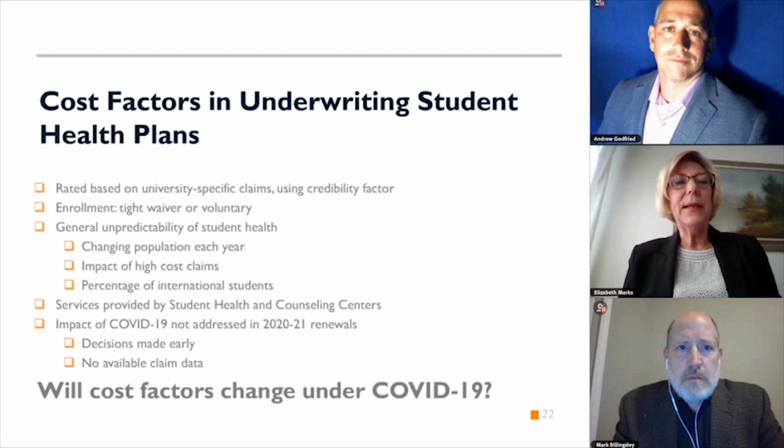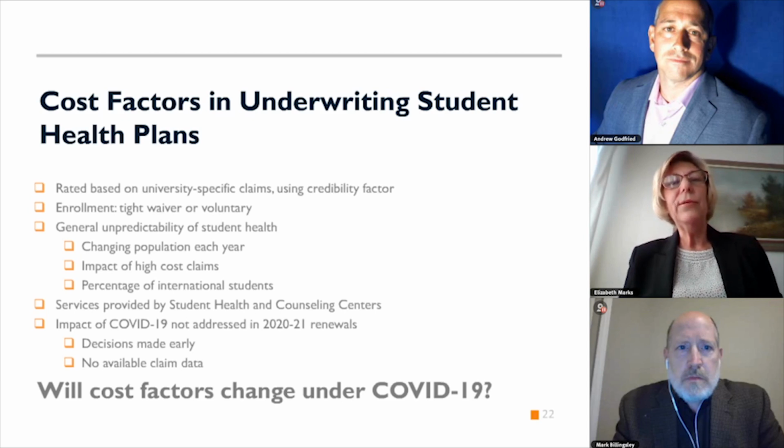The impact of high cost claims is very unpredictable, and I've seen cases where you have 1 year with no high cost claims and another year with 3 and 4. So it's really going to skew the total claims cost for that year. And because the premiums are relatively low, the impact of the high cost claims hits much harder than it would on employer plans. And another factor is how many international students you have.